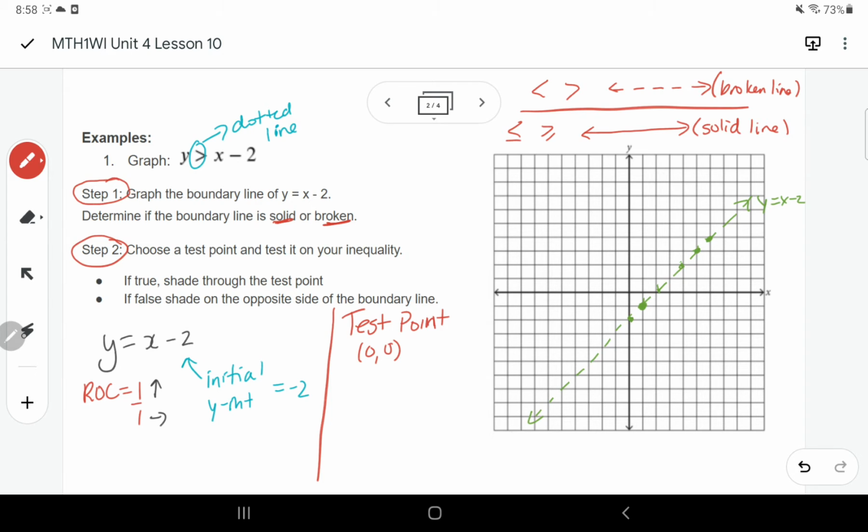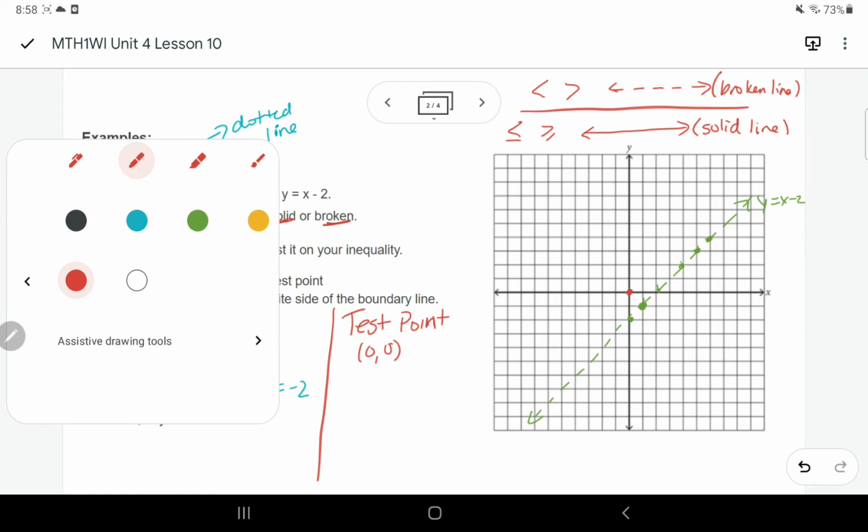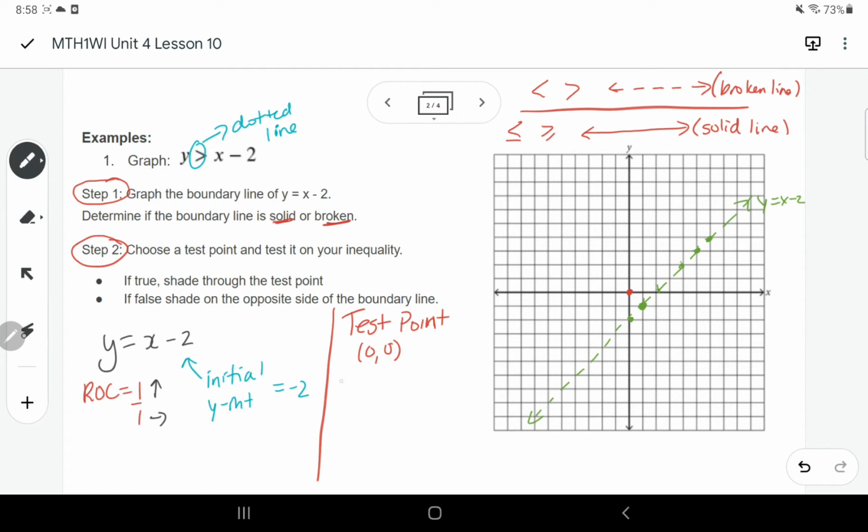I'm going to pick 0, 0 because I think it's the easiest one. And I'm going to put that in for my inequality of y is greater than x minus 2. So is 0 greater than 0 minus 2? 0 minus 2 is -2.